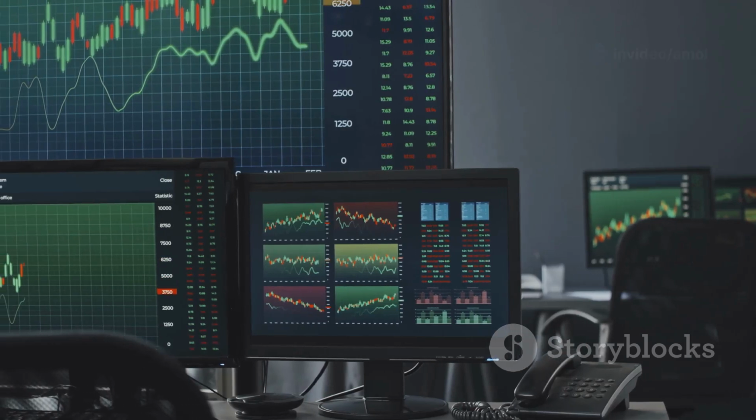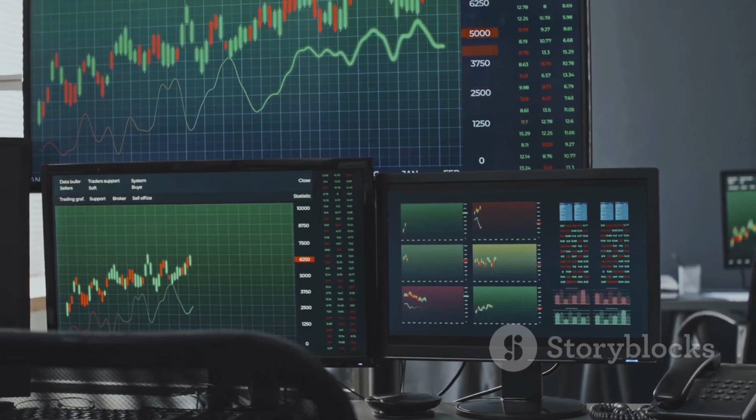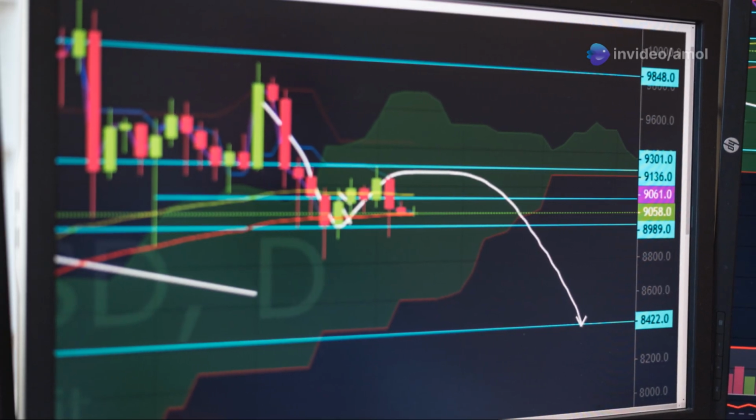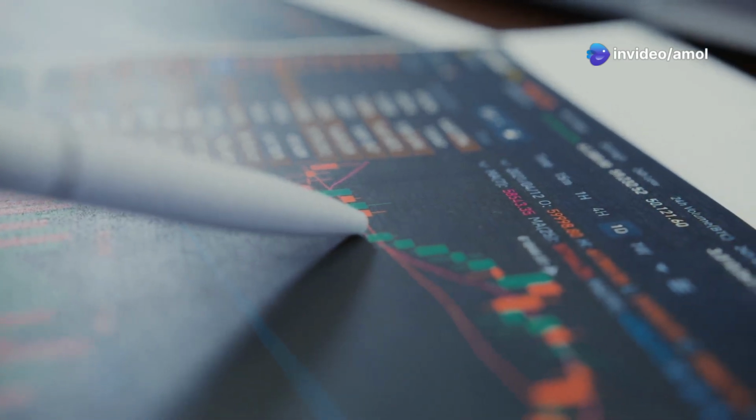Start by focusing on the basics. Learn to identify different chart types, time frames, and key components. Then, gradually incorporate trend analysis, support and resistance levels, and maybe even a few simple chart patterns.